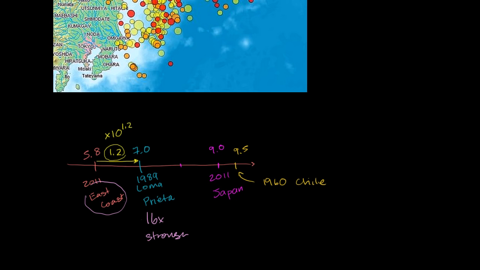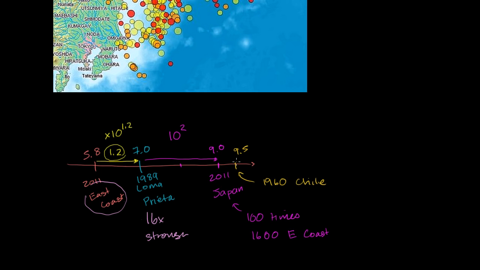Now let's think about the Japanese earthquake. We could think about how much stronger it was than Loma Prieta. So remember, this isn't just 2 times stronger. It is 10 to the second times stronger. And we know how to figure that out. 10 to the second power is 100. So cars were jumping up and down at the Loma Prieta earthquake, and the Japanese earthquake was 100 times stronger than Loma Prieta. And if you compare it to the East Coast earthquake, it would be 1,600 times the East Coast earthquake that occurred in August of 2011. So massive, massive, massive earthquake.